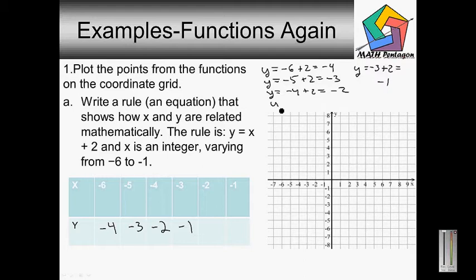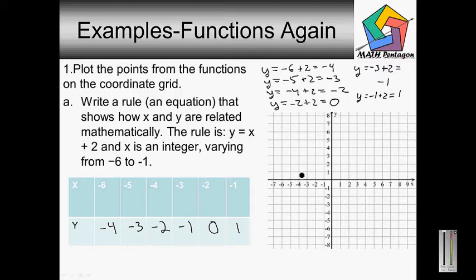y equals negative 2 plus 2 equals 0. So we put the y as 0. Okay, we have y equals negative 1 plus 2, and that equals positive 1. So our y would be 1. Now all you have to do is plot these on the coordinate grid right here.